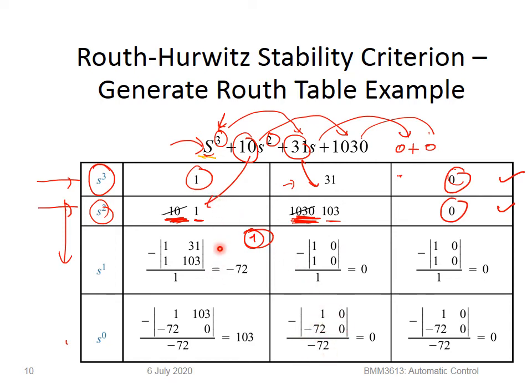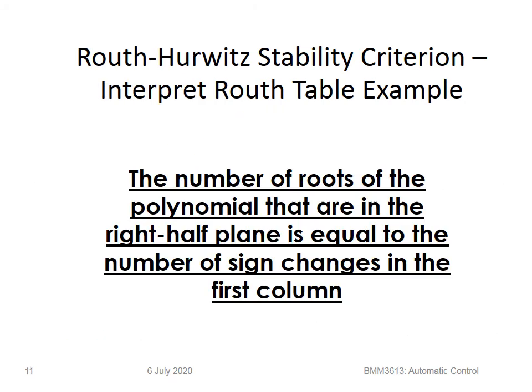And here, what do we have? Here we have 1 and minus 72 that come from here. And here we have 0, 0 that come from these two squares, 0 and 0. And it's divided by minus 72. The same goes for here, you can verify. So at the end you get the value here is 103, here is 0, and here it is also 0. So now we have filled in all the table.